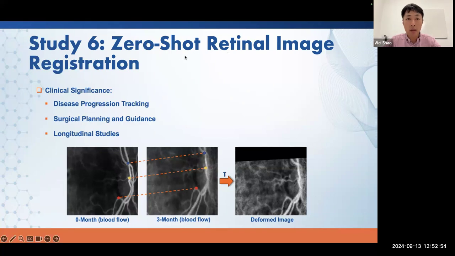We apply this model with a focus on retinal image registration, which is very critical, for example, for tracking disease progression over time. Here I'm showing an example of the blood flow of the eye at one month and three months later. If you could register those, bringing them into the same coordinate system, we can then do a point-to-point, pixel level comparison to track the progression of the blood flow over time. This will be very useful to evaluate the effectiveness of a treatment and also to guide treatment planning.